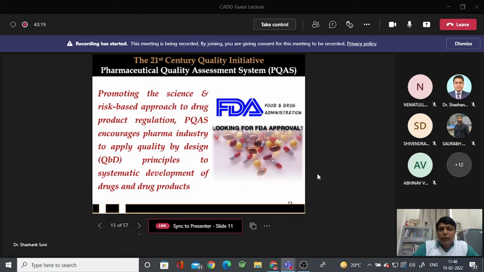Now coming to the 21st century quality initiative that was taken by the US FDA. This is the Pharmaceutical Quality Assessment System, PQAS. PQAS promotes the science and risk-based approach to drug product regulation. PQAS encourages the pharma industry to apply QbD principles to the systematic development of drugs and drug products.